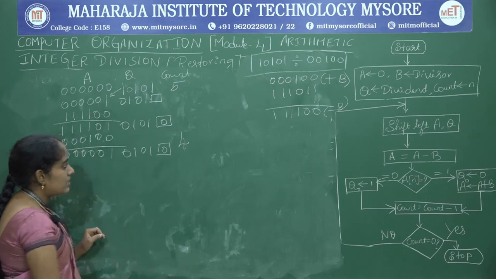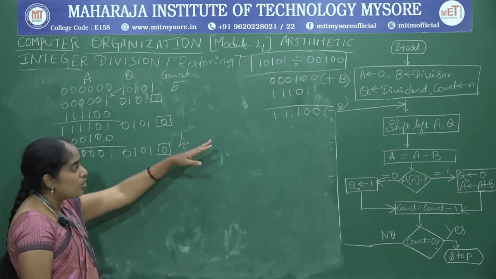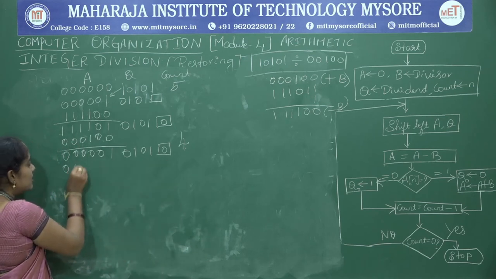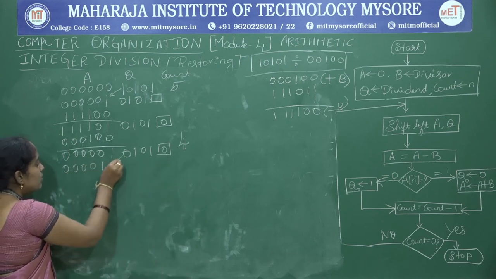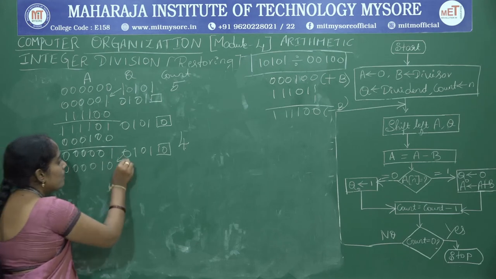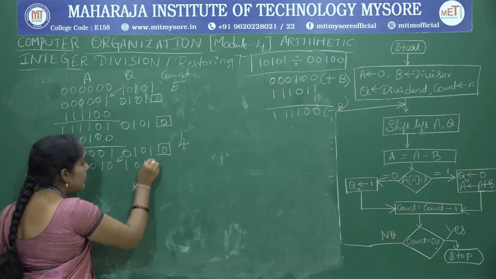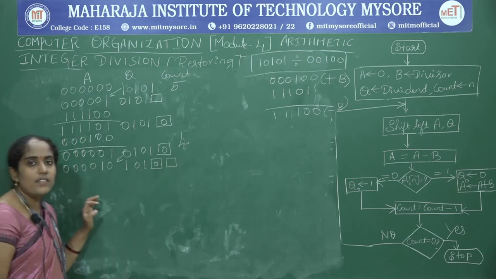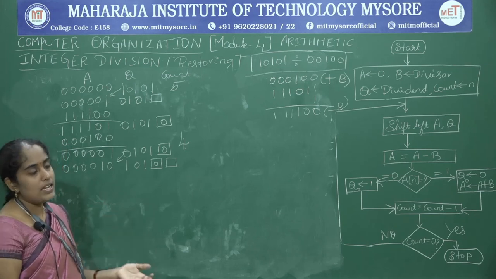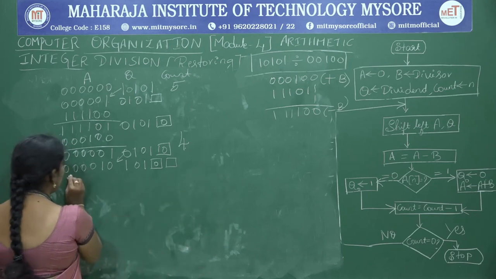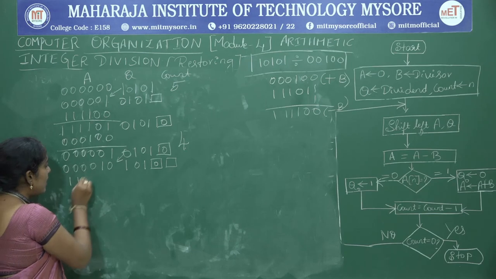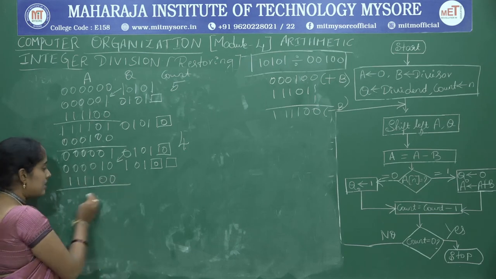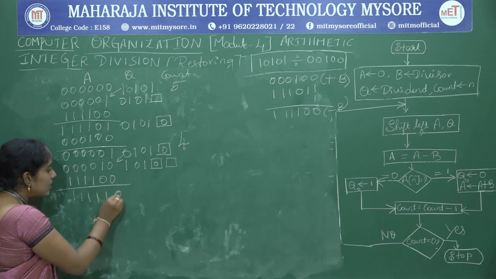Yes. So what is the next step? 4 is not equal to 0. Go back to the third step. Shift left. Now it is 0 0 0 0 1. So this will shifted here 0 1 0 1 0 and blank. Okay. Now A is equal to A minus B. So minus B is nothing but it is 1 1 1 1 0 0. Okay. So the answer is 1 1 1 1 1 0.